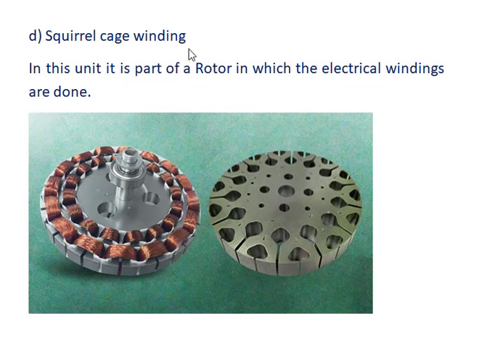The other part of this fan is the squirrel cage winding. It is a part of the rotor in which the electrical windings are done. It is called the squirrel cage. In this squirrel cage, different provisions are given here. In this, the starting coil winding and running coil windings are wound here. This is known as the squirrel cage.